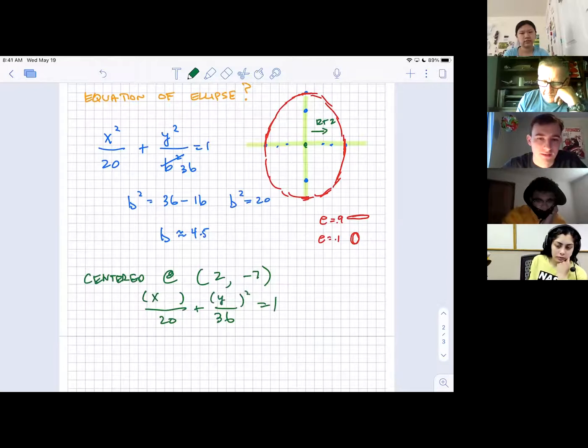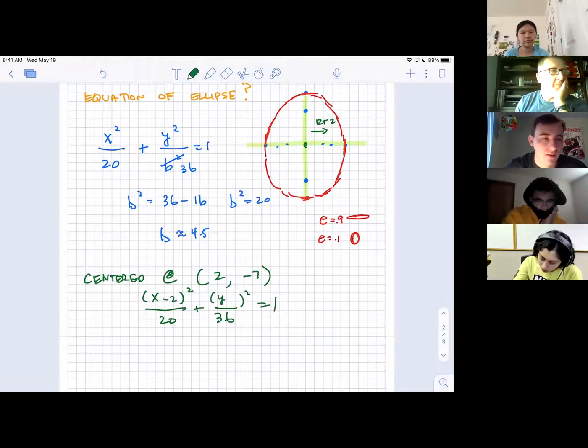You subtract. Because it's going right 2, you might think it'd be +2, but it's actually -2. That'll slide it right 2. And then it's going to go down 7. So instead of saying -7, you say +7. So, okay, great. It's the same exact ellipse. I just put it where you wanted it.